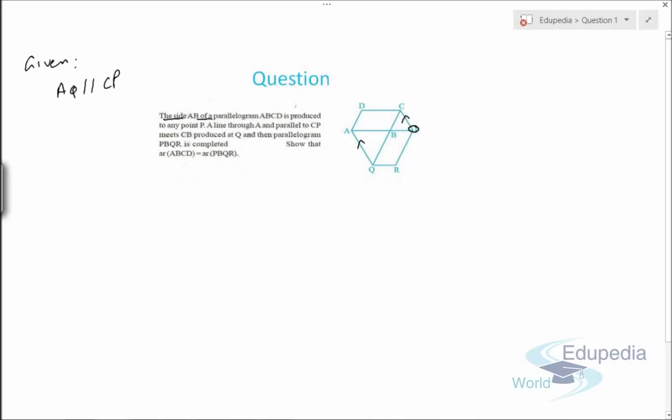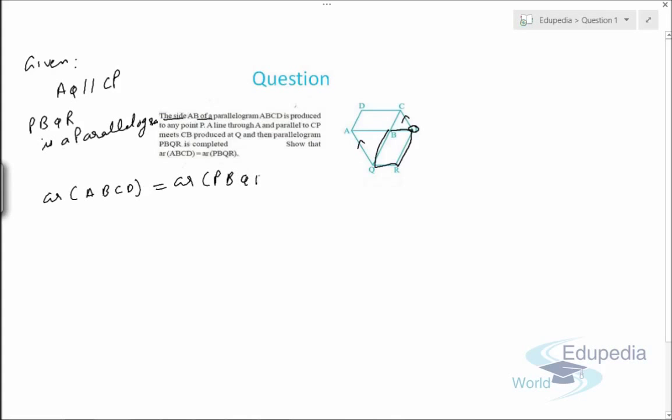Then parallelogram PBQR is completed, means this is a parallelogram. PBQR is a parallelogram. So again it's given PBQR is a parallelogram, right? Now we need to show that area of parallelogram ABCD is equal to area of PBQR. So we need to prove this. So let's see how we can prove this. It's a very interesting question.